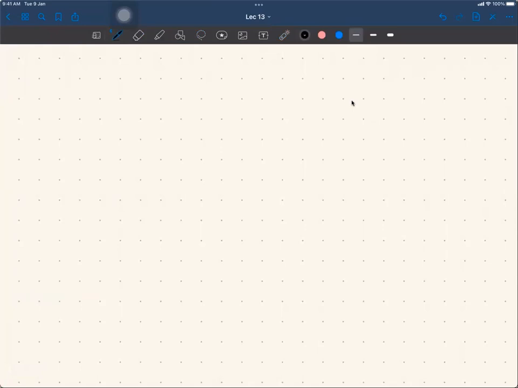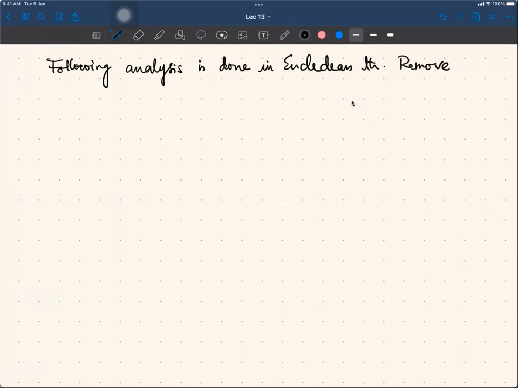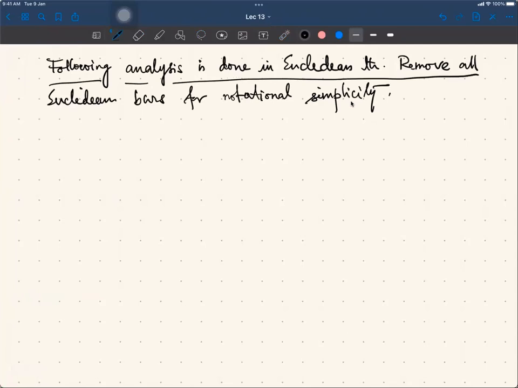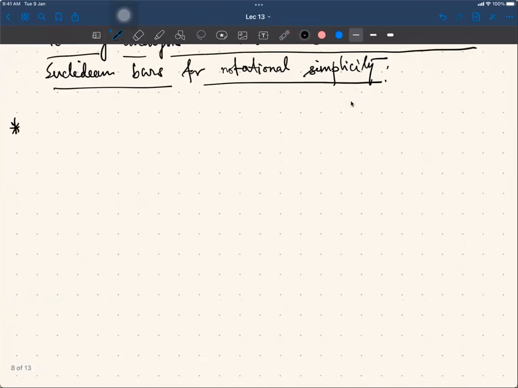So the following analysis is done in Euclidean theory, and we remove all Euclidean bars for notational simplicity. This is what we're going to do. We will not talk about the real-time things for a while, so there's no confusion.